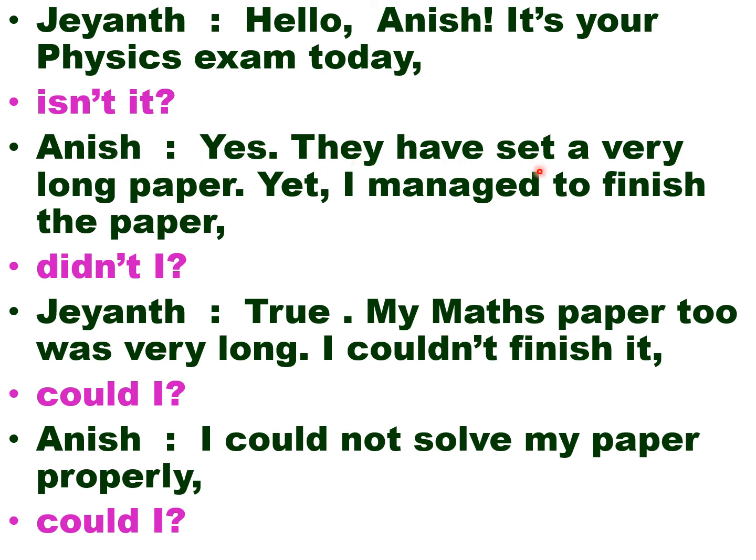They have set a very long paper, yet I managed to finish the paper. See the second part of this conversation, second sentence, managed, past tense, so did, positive statement, didn't I. Jayant: True, my maths paper too was very long, I couldn't finish it. See the auxiliary verb here, couldn't finish it, negative statement, so could I. Anish: I could not solve my paper properly. Could is auxiliary verb here, negative statement, so could I.